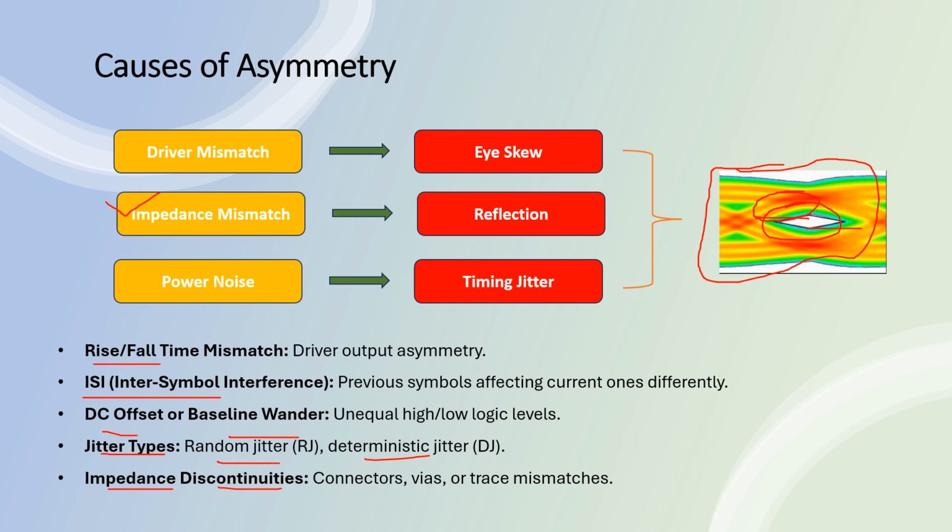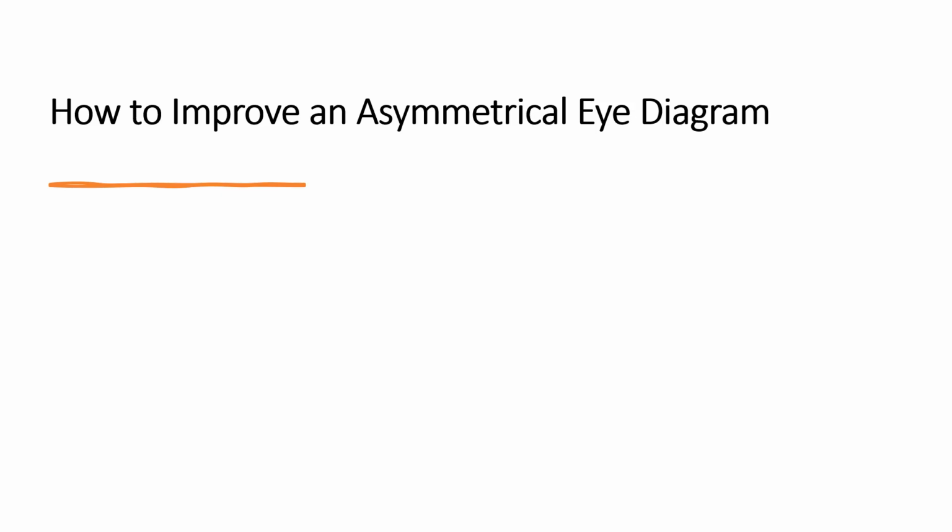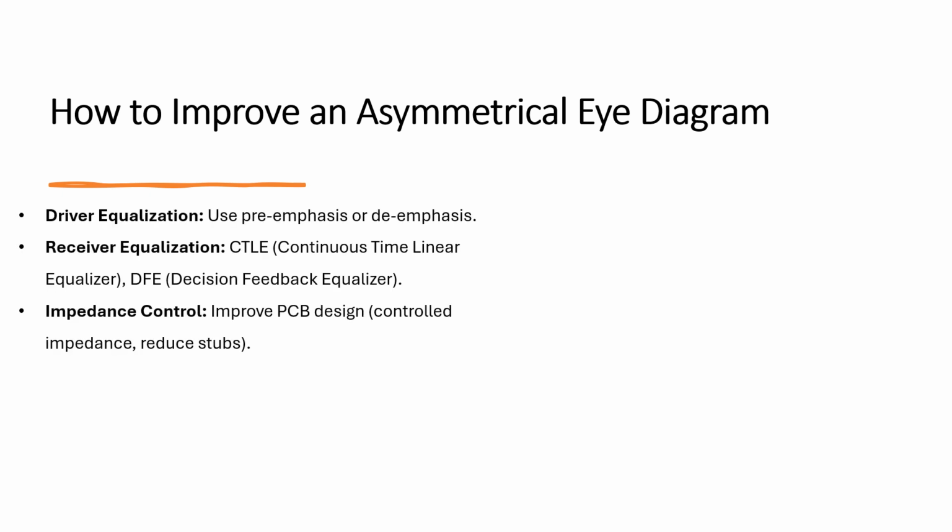Now let us discuss the other aspects of it. Now let us see how to improve an asymmetrical eye diagram. So the first and foremost way to improve the eye diagram, or to improve the symmetry in the eye diagram, is the equalization techniques. Equalization techniques can be used either at the transmitter or at the receiver end.